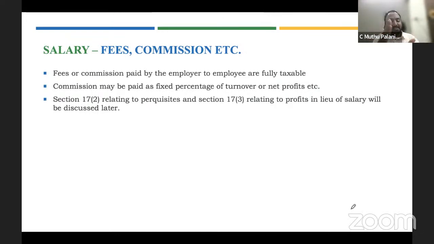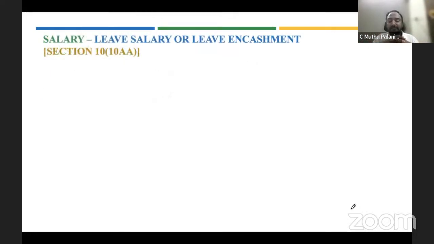And it could be as a fixed percentage of turnover or as a flat fee. Monthly 5,000 commission could also be there. Annually, whatever turnover you have achieved, I will apply 1%. So it could be anything, but whatever name it is, fees, commission, etc., is basically taxable. It is taxable under the Income Tax Act as salary.